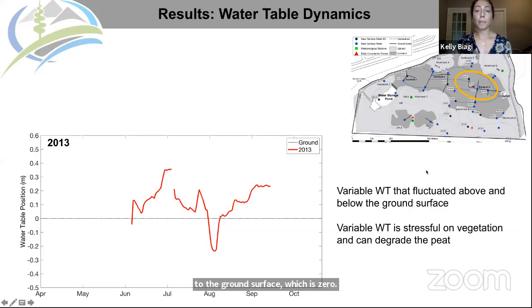So with lots of pump activity in 2013, we see a really variable water table that fluctuates above and below the ground surface, as the constant pump activity controlled the water table response. This really is not ideal, as such drastic changes in the water table are stressful on vegetation and can also degrade the peat.